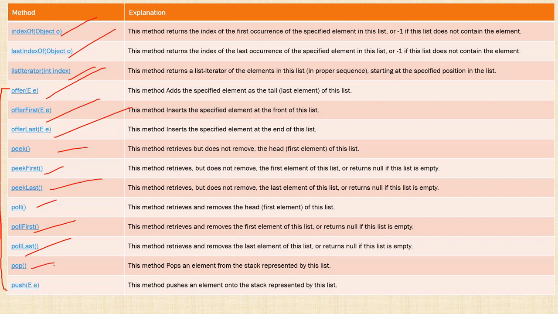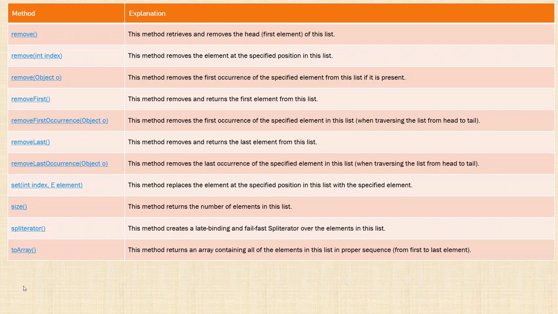Pop and push. This method pops an element from the stack represented by this list. So pop means it will delete, and push means it will add. Remove, so it will remove. This method retrieves and removes the head, the first element of the list.